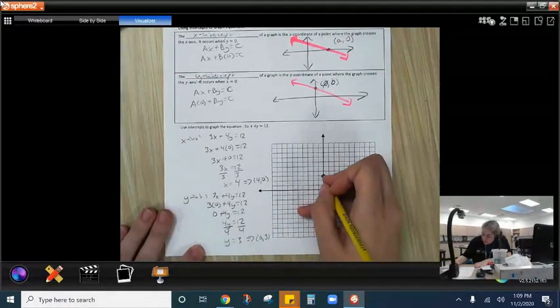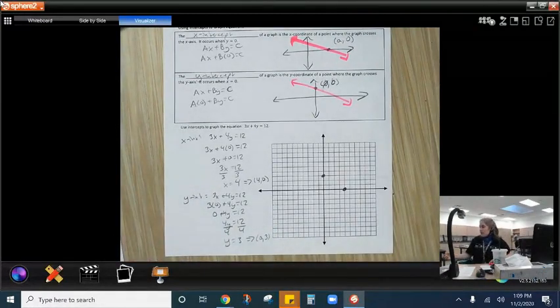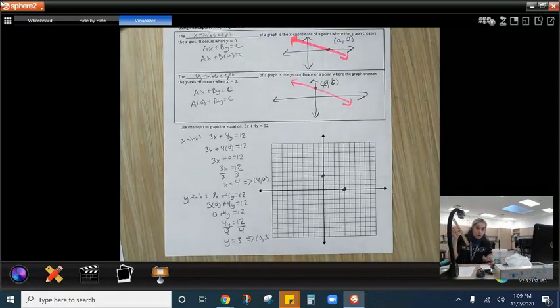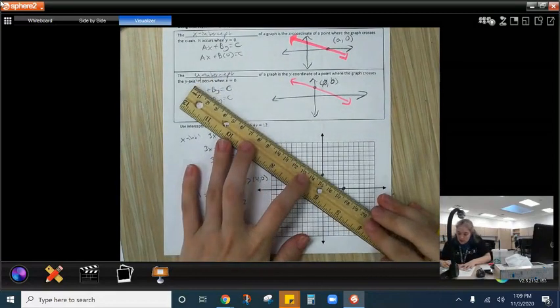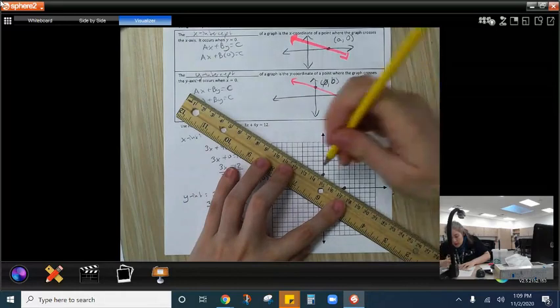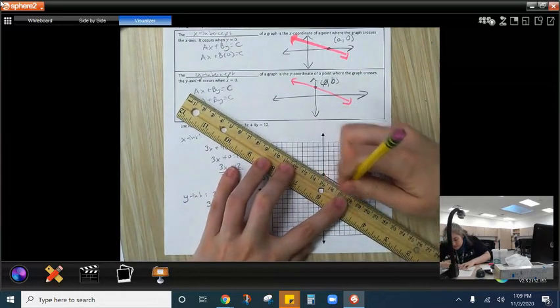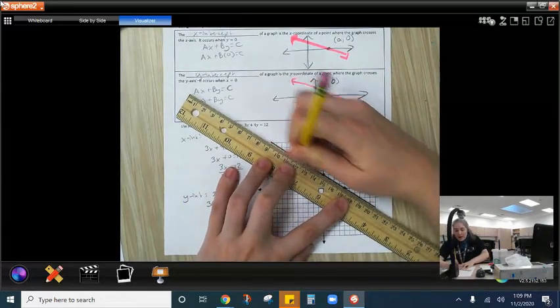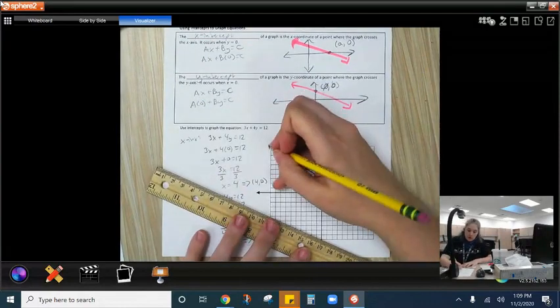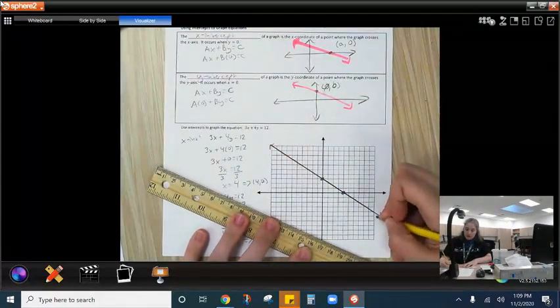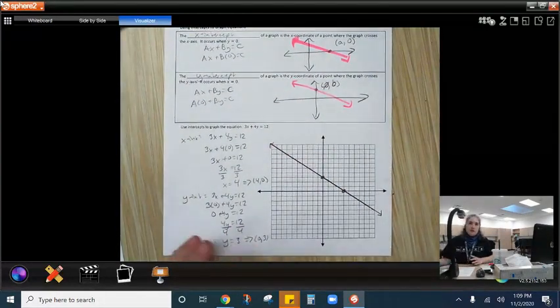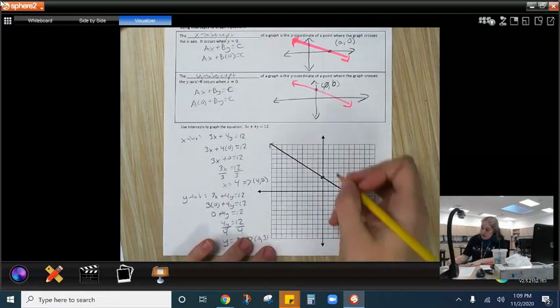1, 2, 3. So now that I have both those points, I need my ruler. Always use a ruler or some other straight edge, okay? And I'm going to connect these. Go edge to edge when you graph, all right? Go edge to edge, and then we want to have arrows on the end, all right? Because it does keep going forever and ever in both directions.